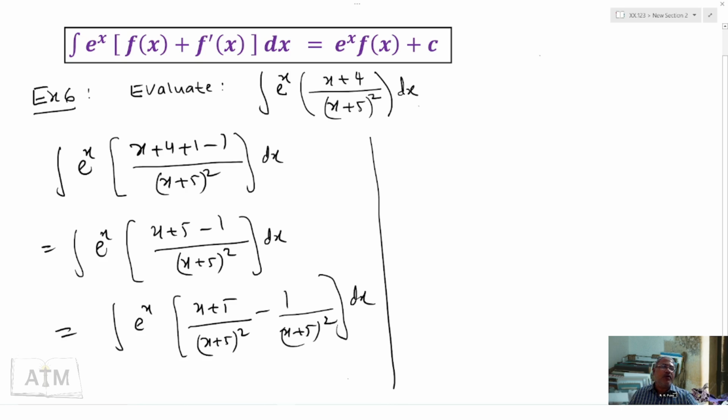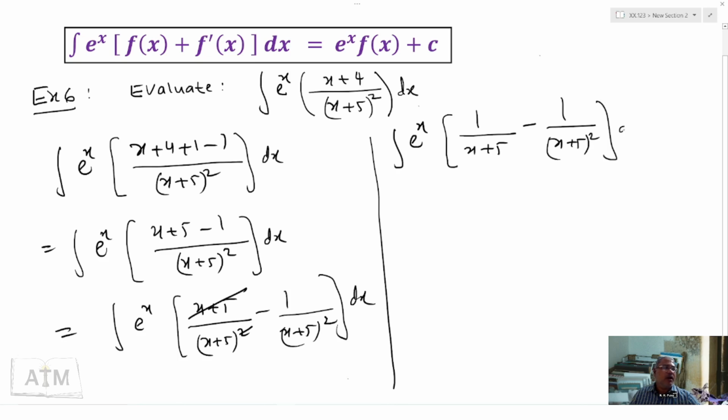Here is x plus 4, here is x plus 5. That implies we are required to add 1 in the numerator. When you add 1 in the numerator, after splitting you will get two parts. One part becomes f of x and the second part becomes f dash x. Here x plus 5 upon x plus 5 whole square is there, so this and this can be cut down. After cutting, what do you get here? e raised to x, and here 1 upon x plus 5 minus 1 upon x plus 5 whole square, with respect to x. You see, let f of x equal to 1 upon x plus 5.